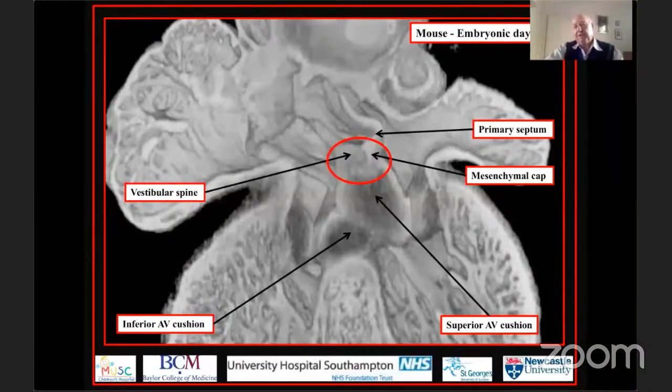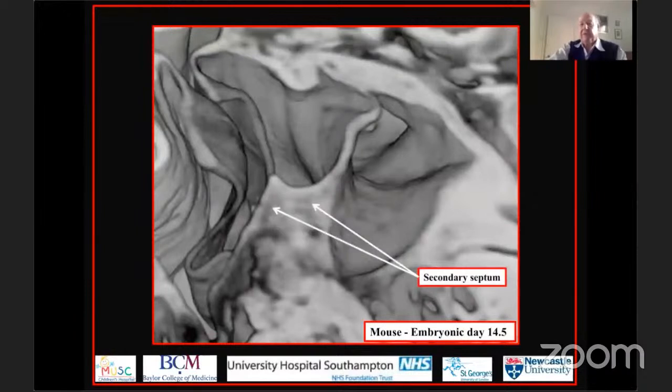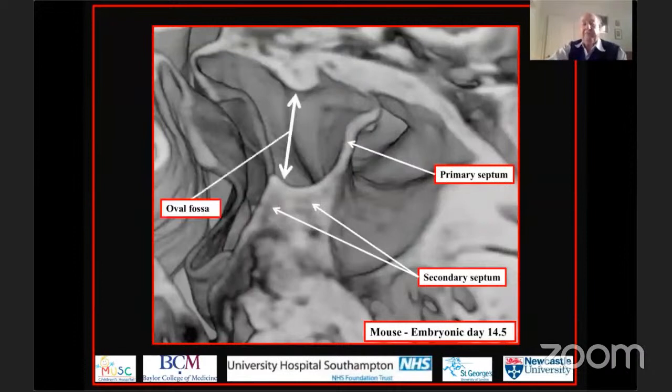And it is these tissues, the mesenchymal cap and the vestibular spine, that together will muscularize and will form the true second atrial septum. And here we see it subsequent to the completion of septation in the mouse heart. There is the secondary septum, and it has been formed by muscularization of the vestibular spine along with the mesenchymal cap. That is leaving the primary septum as the floor of the oval foramen. There is the oval fossa, as we see from the right side.